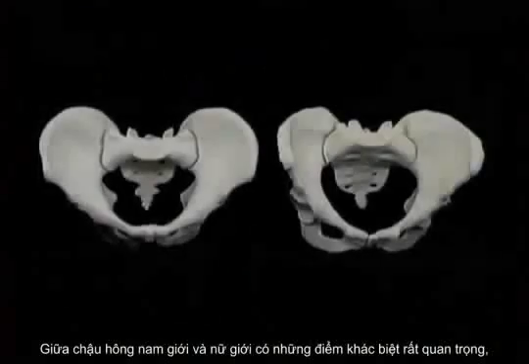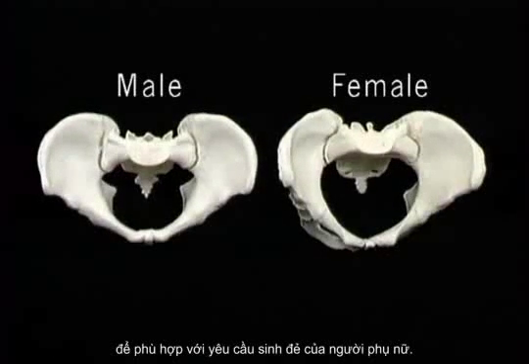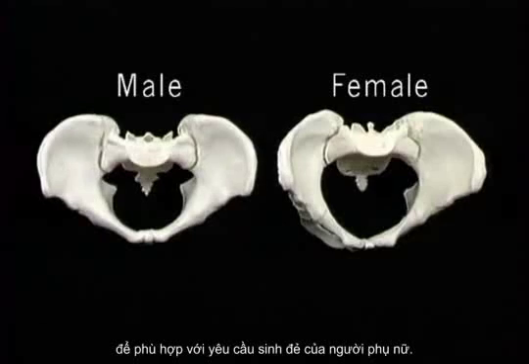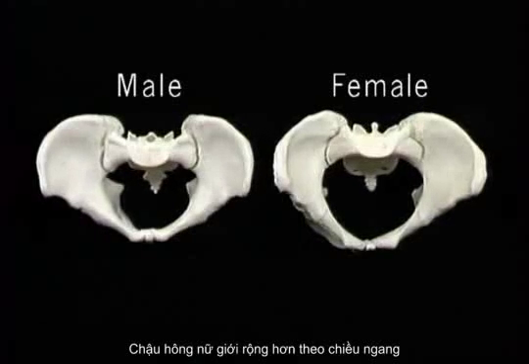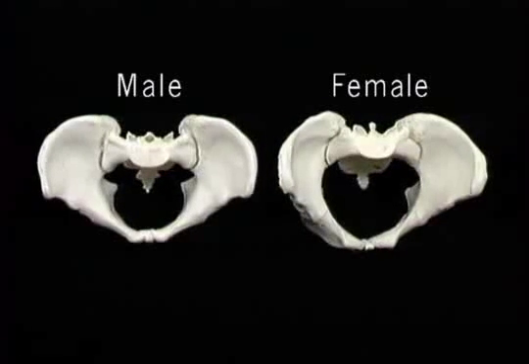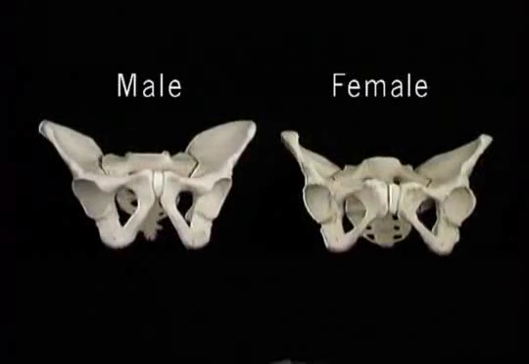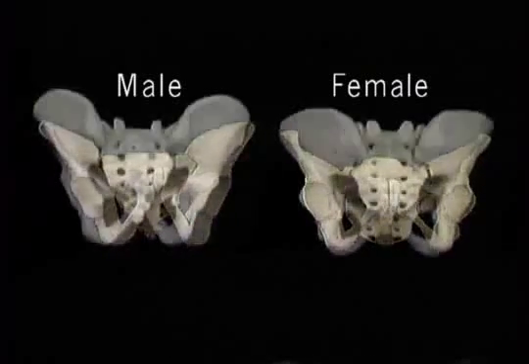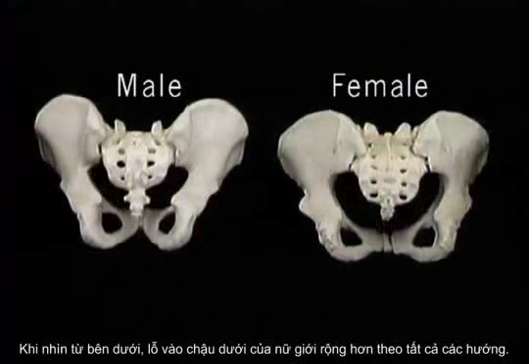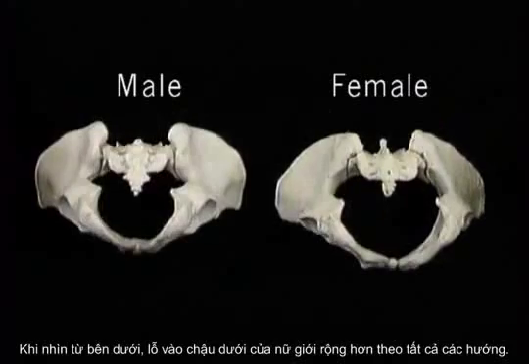There are important differences in shape between the male pelvis and the female pelvis, which is adapted to the important requirements of childbirth. The female pelvic cavity is wider from side to side and deeper from front to back than the male. In addition, the angle of the female pubic arch is broader. When seen from below, the inferior pelvic aperture of the female is wider in all directions than that of the male.